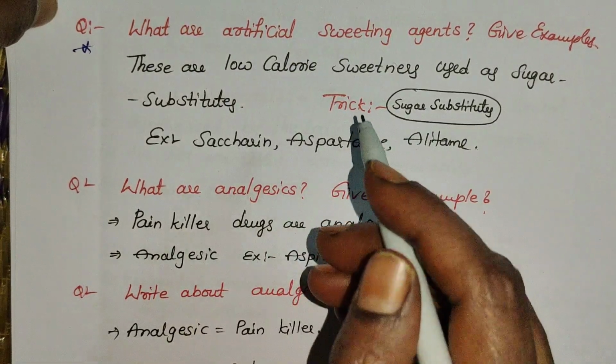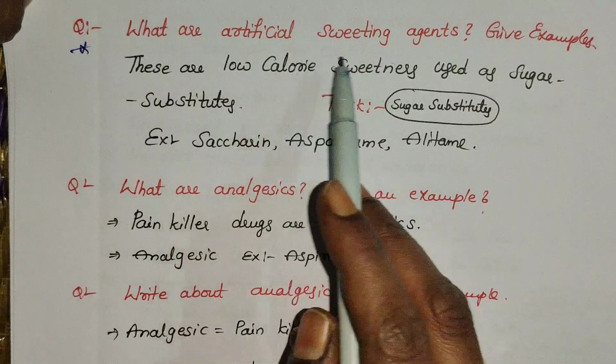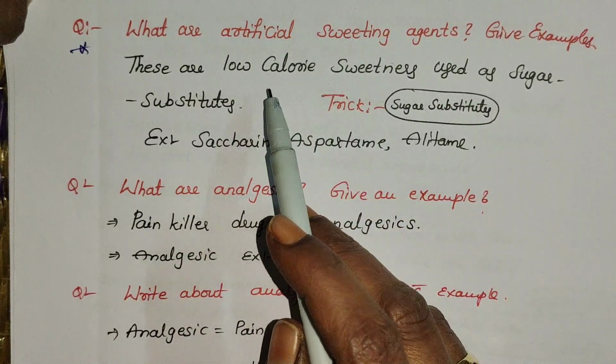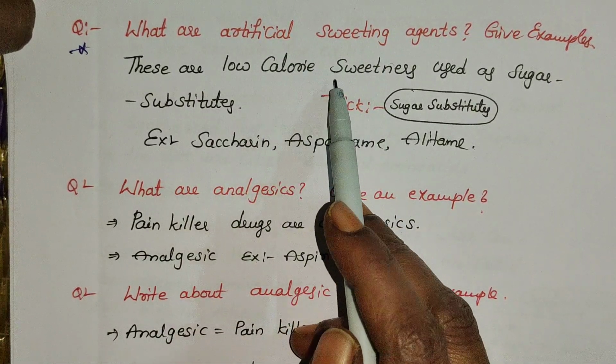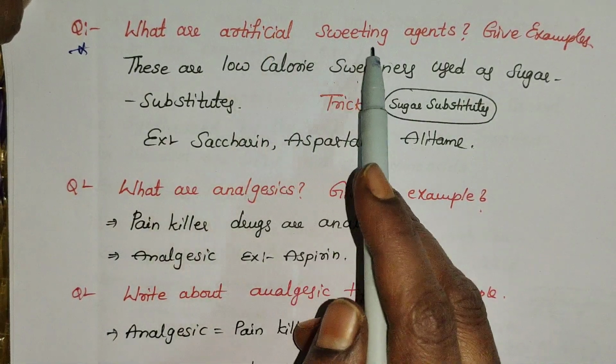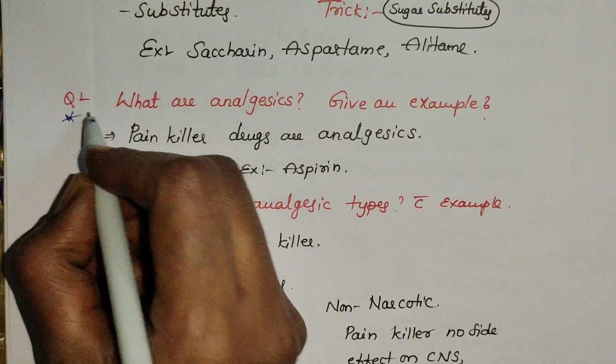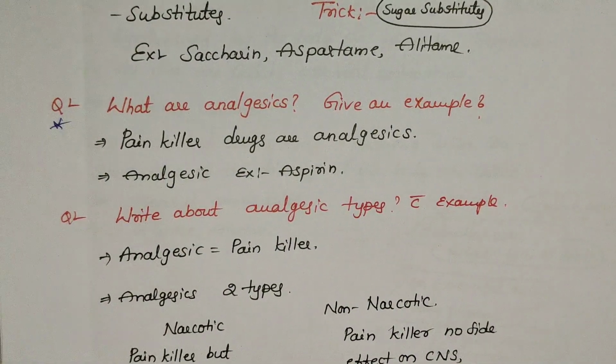Simple, in the place of natural sugar they will use artificial, man-made, low calorific value containing sweeteners. Okay, so these are known as artificial sweetening agents. Important VSAQ. Next, one more important VSAQ from the chemistry in everyday life: what are analgesic?